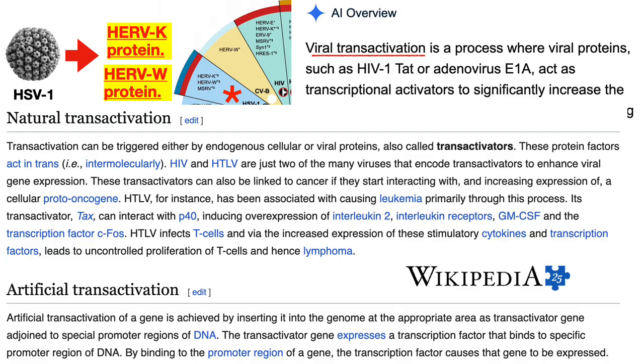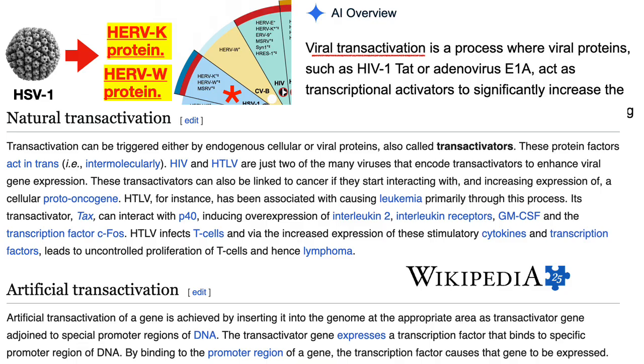Its transactivator, Tax, can interact with p40, inducing overexpression of interleukin-2, a cytokine, interleukin receptors, GM-CSF, and the transcription factor c-Fos. HTLV infects T cells, and via the increased expression of these stimulatory cytokines and transcription factors, leads to uncontrolled proliferation of T cells and hence lymphoma.